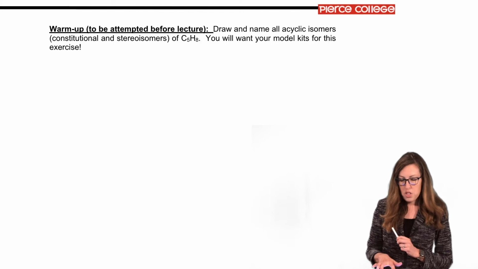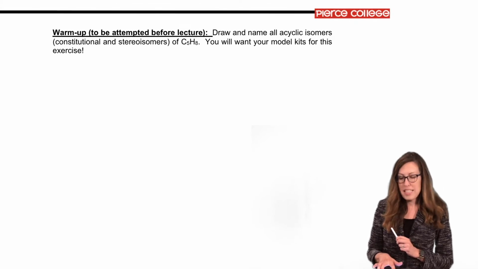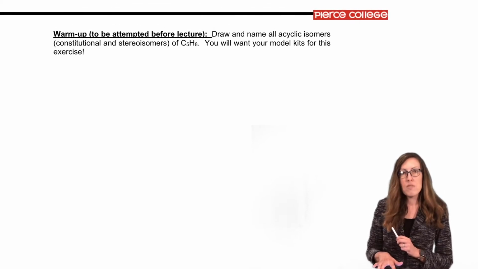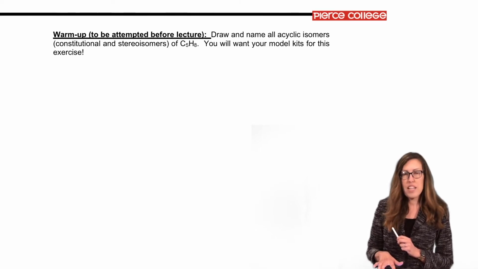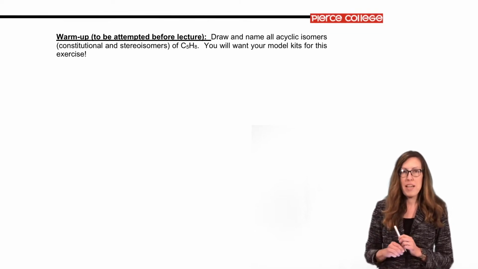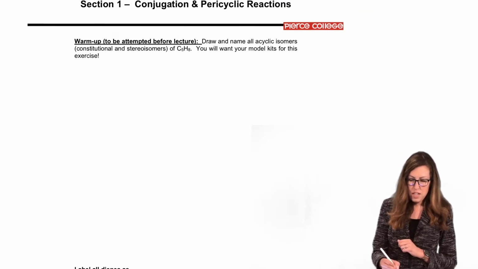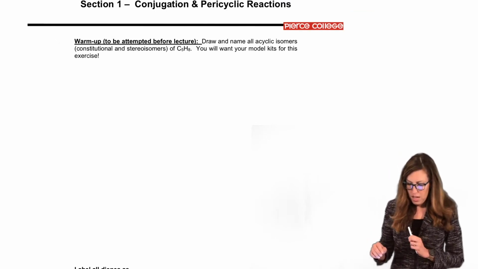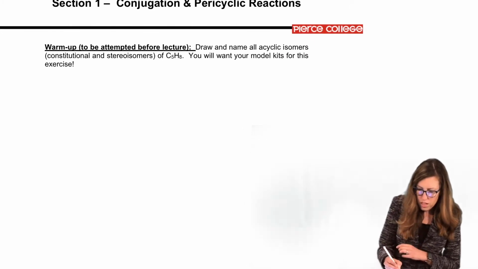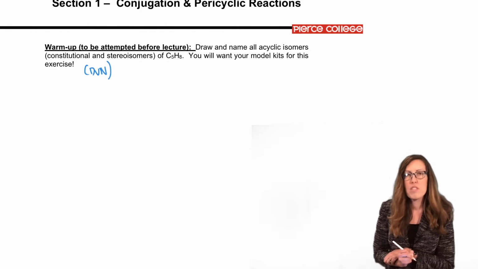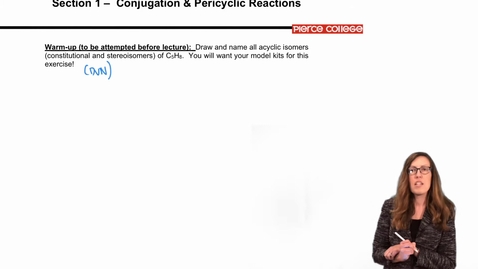So you're going to draw and name all acyclic isomers. Don't forget stereoisomers, so constitutional and stereo, of C5H8. Just as a hint, it might help to do the DUN, the degrees of unsaturation, so I'll write that as a hint there so you remember. That'll give you a much faster idea of how many pi bonds are in there. And since it's acyclic, don't consider rings.